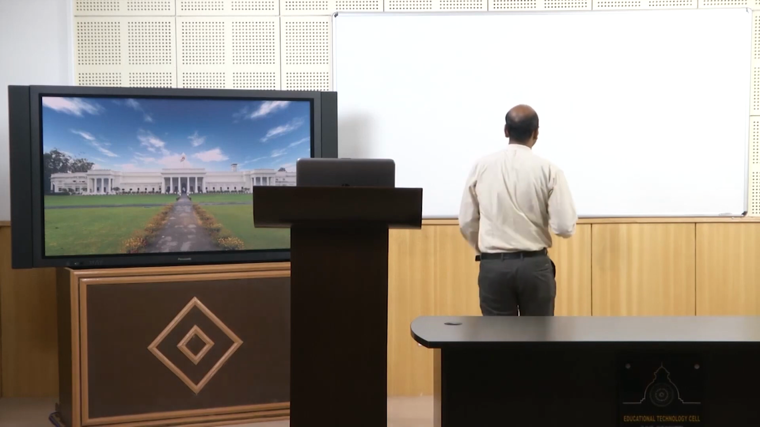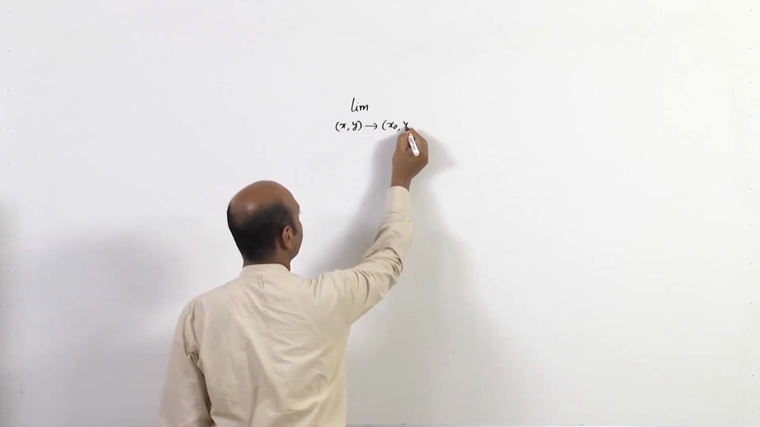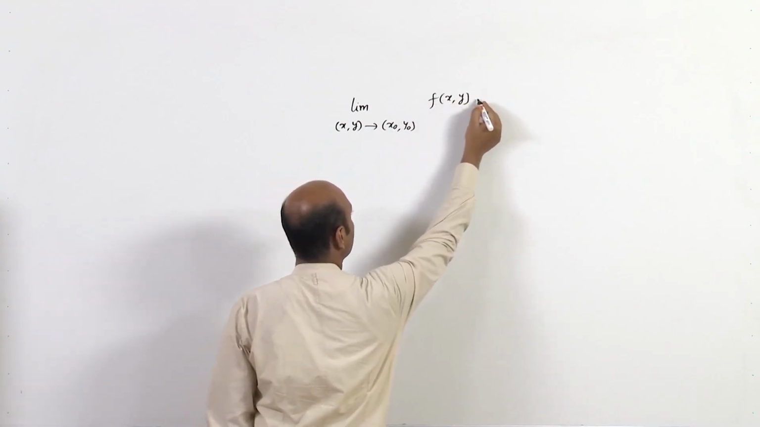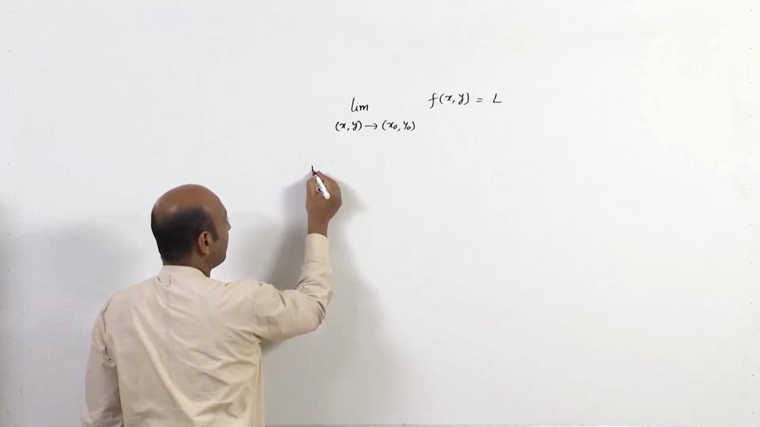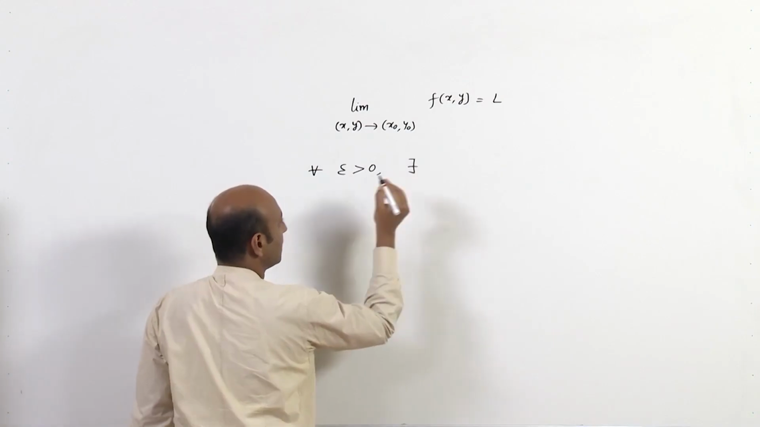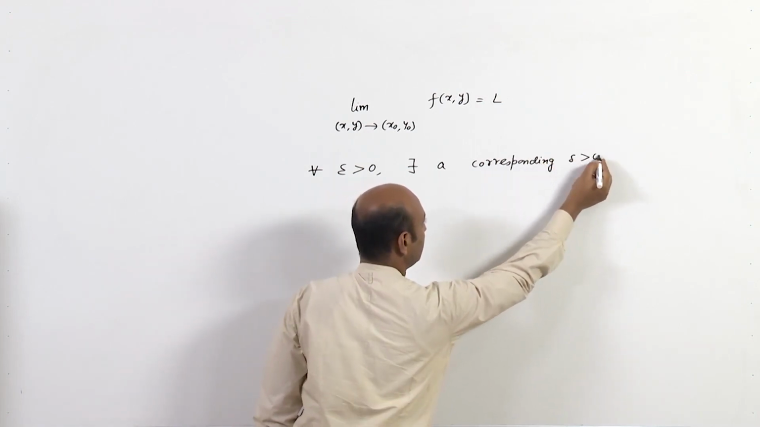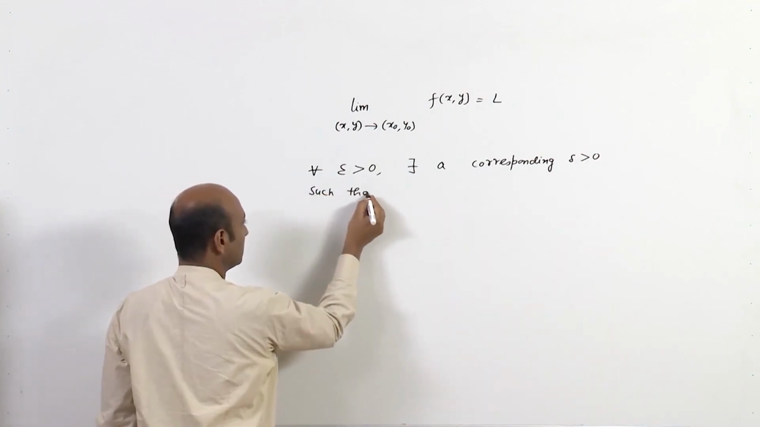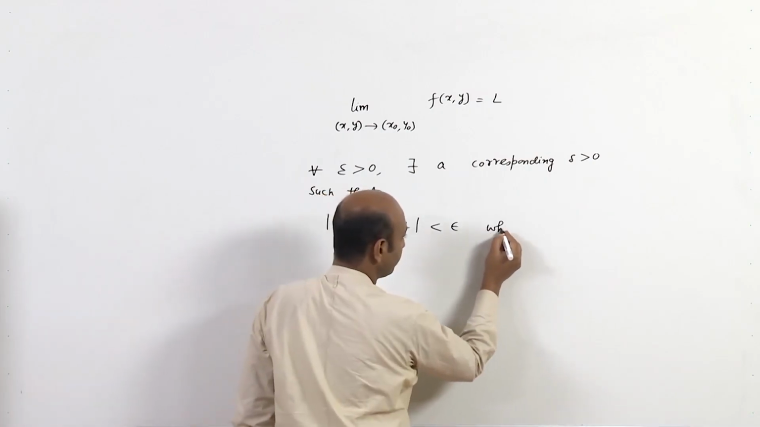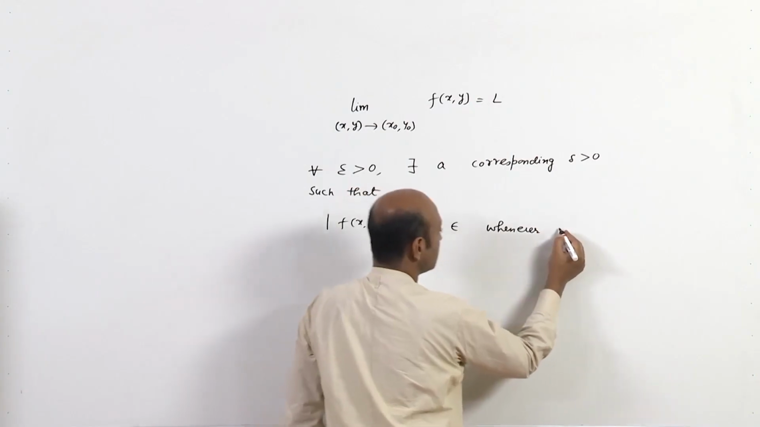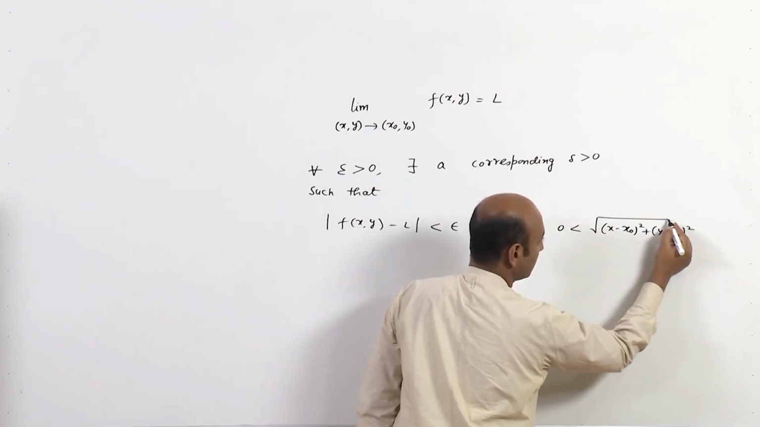We have seen that if we write limit (x,y) tending to (x naught, y naught) f(x,y) is equal to L, this means if this limit exists and is equal to L, then for every epsilon greater than 0 there exists a corresponding delta greater than 0 such that mod of f(x,y) minus L is less than epsilon whenever 0 is less than under root (x minus x naught) whole square plus (y minus y naught) whole square is less than delta.